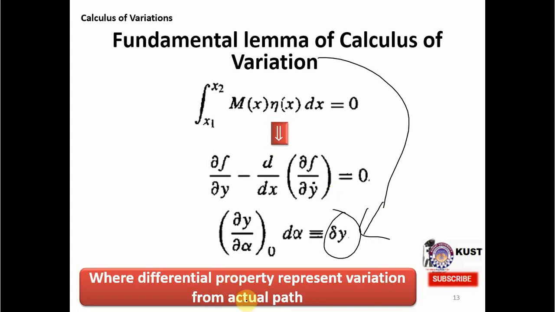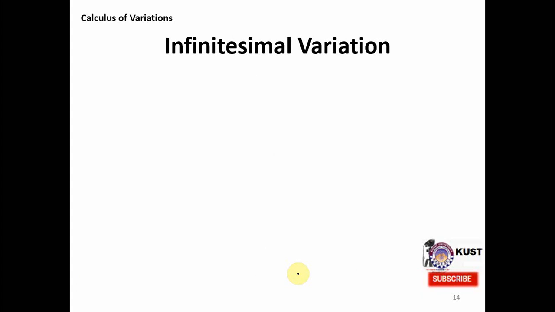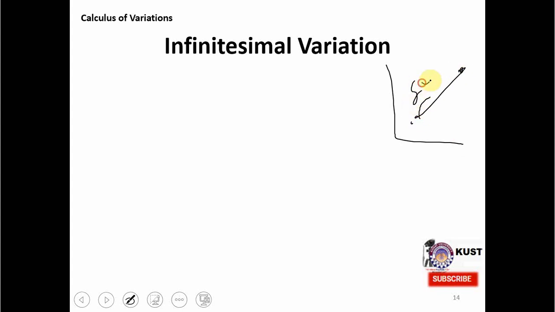Okay, so this differential property represents variation from the actual path, as I have already explained. The next thing is to make everything infinitesimal. By infinitesimal I mean very, very small, so the variation is a very, very small variation. So consider that we have an actual path between 2 points, and there is a very small variation, we call it delta y. If we put this variation equal to 0, then we will get the actual path. So this is the whole idea.